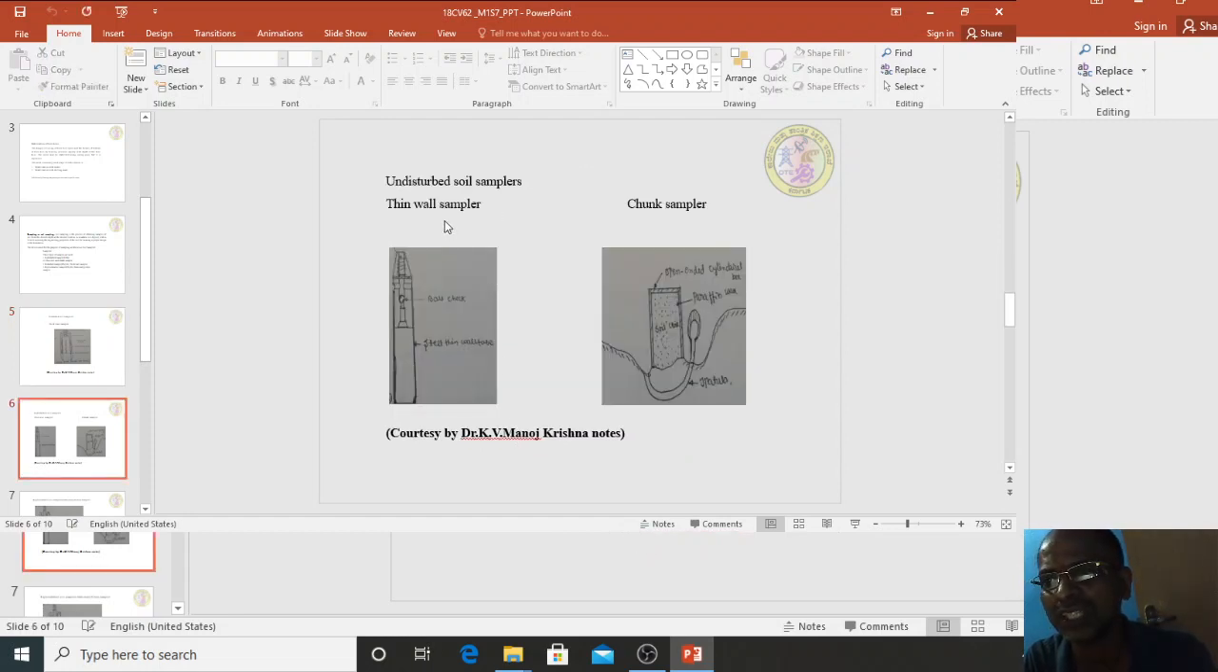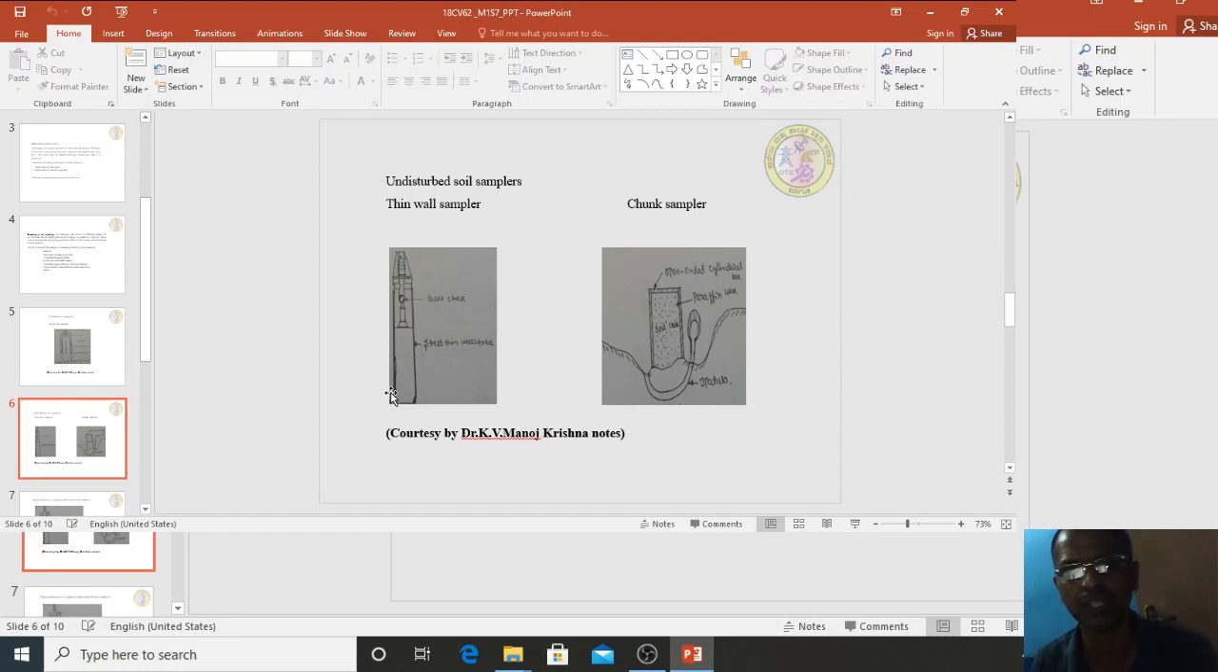Coming to the next one, thin wall sampler. What is meant by thin wall sampler? As I said earlier, area ratio calculation. If you calculate that area ratio, (D2 square minus D1 square) divided by D1 square into 100, and if it is less than 10%, and such a thin tube sampler is used to collect soil, then that is called a thin wall sampler. With such a sampler the structure is not disturbed, so therefore it is an undisturbed soil sample we can collect. Another one is a chunk sampler.